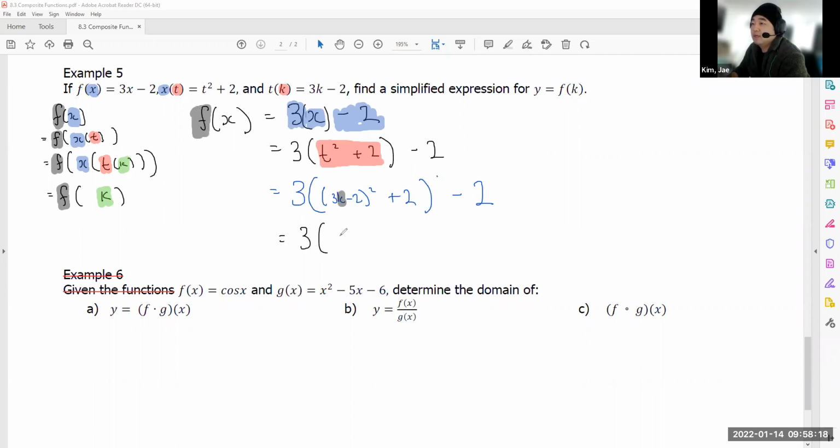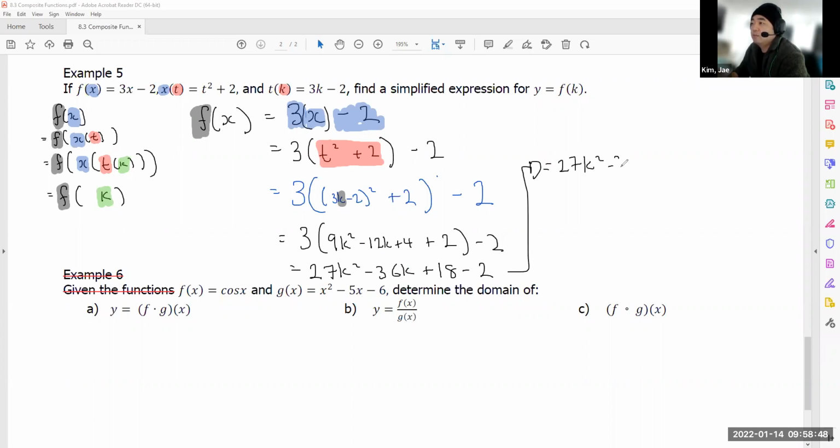So 3, let's open this up. This becomes 9k squared minus 12k plus 4 plus a 2 minus a 2, which is 27k squared minus 36k, 12 and 6. That's 18 minus 2. So my final function is 27k squared minus 36k plus 16. You might want to correct me if I'm wrong, but I think I'm right.